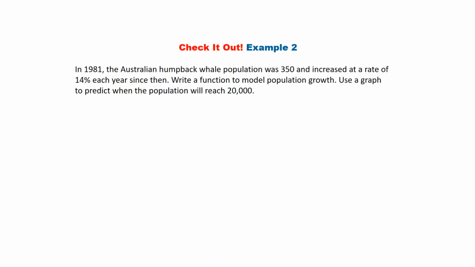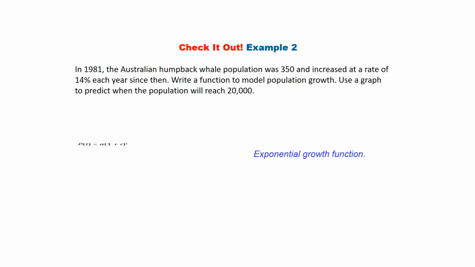All right, so try this one on your own. Turn your video off and give it a try. So, hope you could figure this one out pretty easily. It says in 1981, the Australian humpback whale population was 350 and increased at a rate of 14% each year since then. Write a function to model population growth. Use a graph to predict when the population will reach 20,000.